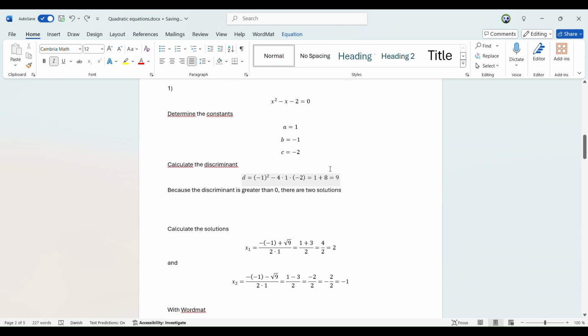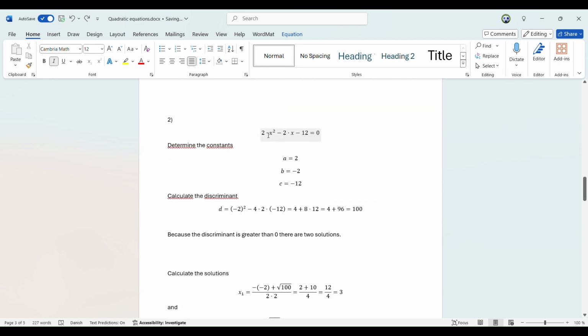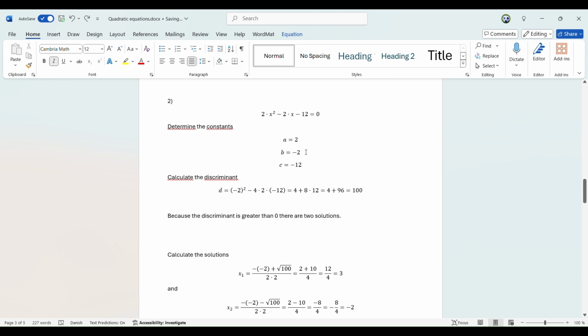We had to know that it was a 1 each place. So the a this time is what is in front of x squared, that's 2, and -2 is the value for b, and the value for c is -12. So we've got our quadratic equation once again. We have determined the constants 2, -2, and -12 for a, b, and c.